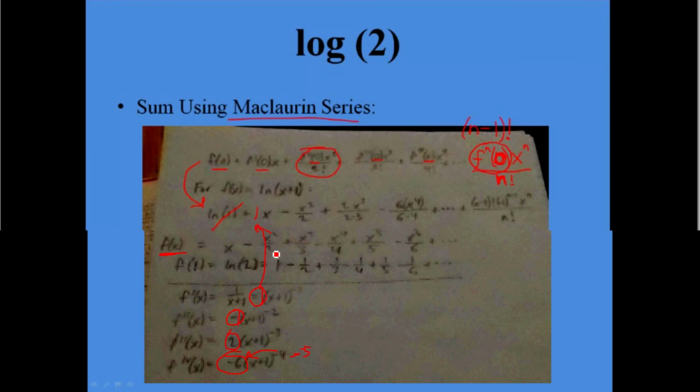x minus x squared over 2 plus x cubed over 3, and without further ado, we substitute 1 for x. Then ln of x plus 1 is the ln of 2, and it all simplifies and looks so wonderful. It works so elegantly. We have ln of 2 equals 1 minus a half plus a third minus a fourth plus a fifth minus a sixth to infinity. That's amazing. That, my friends, is the infinite sum approximation of the natural logarithm of 2.